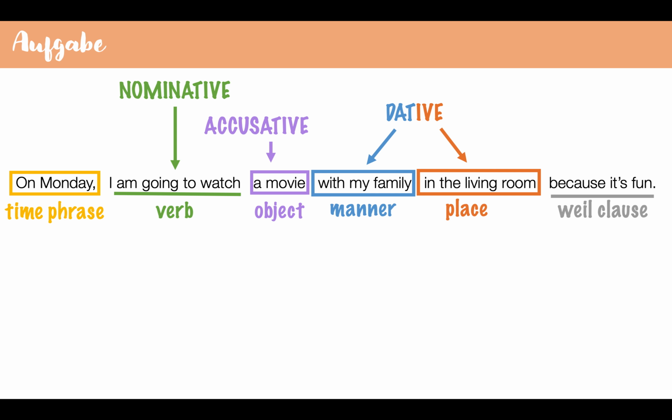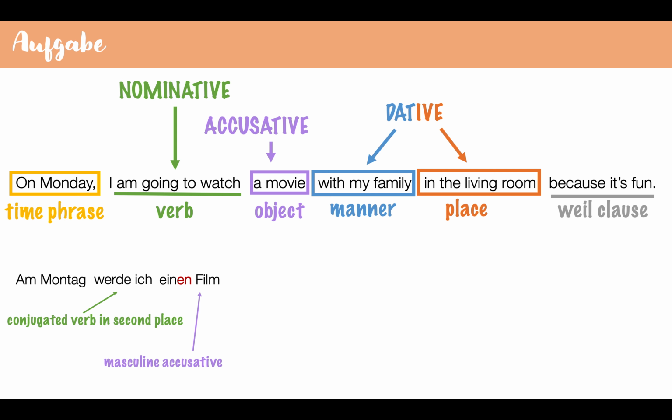Okay, let's correct it now. Am Montag, on Monday. I've started with my time phrase. Now, remember the rule about German sentences. What comes second? It's the verb. Werde ich. So I'm switching my verb and my subject. Am Montag werde ich einen Film, because Film is masculine. Einen Film mit meiner Familie.